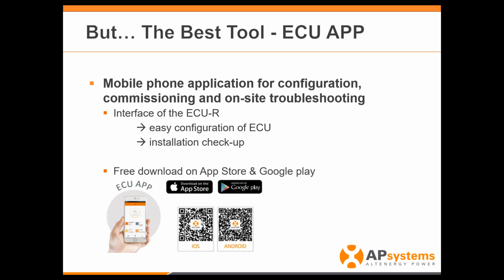Okay, time for the drum roll. The best tool that you can have in your toolbox is the ECU app. The nice thing about the app is that the ECU no longer is a toy, it's a tool. The ECU app can be picked up from the Apple Store or the Google Store. You can scan these codes right here, or go to the stores and just search for ECU app. You can type in APsystems, whatever you're looking for.